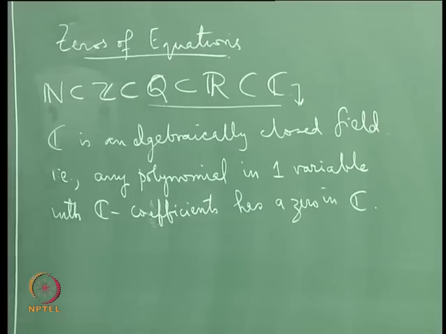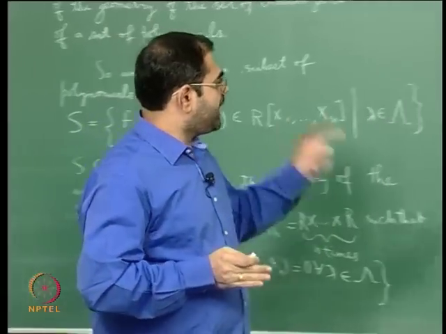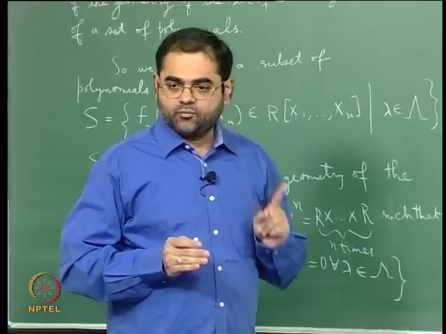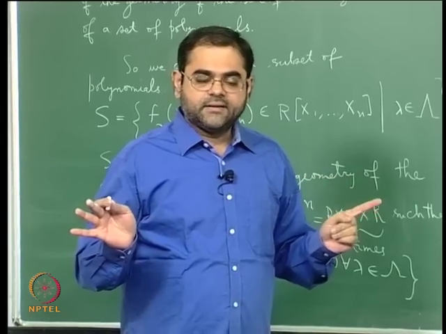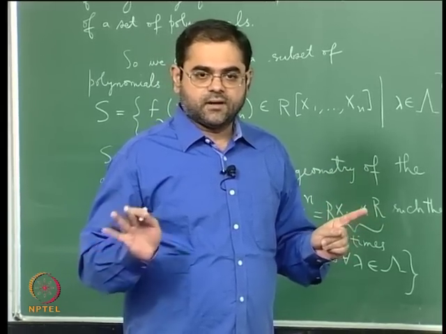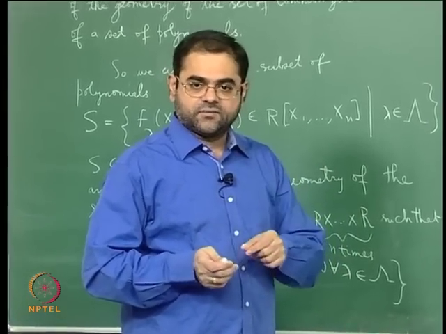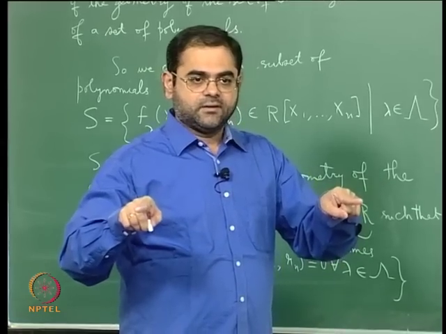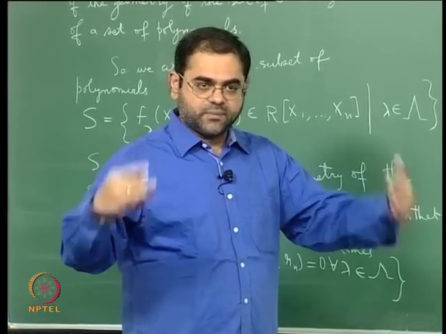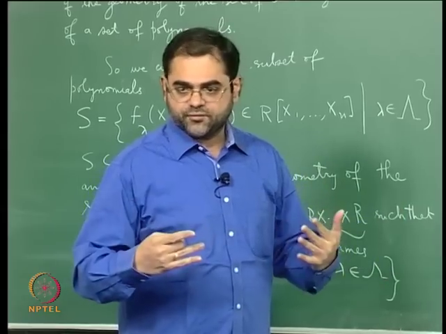An algebraically closed field is a field such that you take any single polynomial in one variable over that field, then all its zeros are in that field. That means you can find all the zeros in the field itself. You don't have to extend the field, you don't have to extend your number system to something bigger where you will get the zeros.